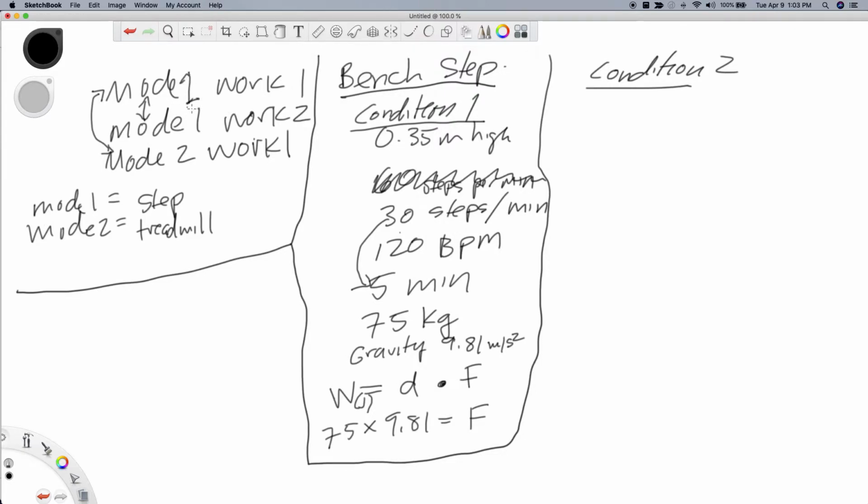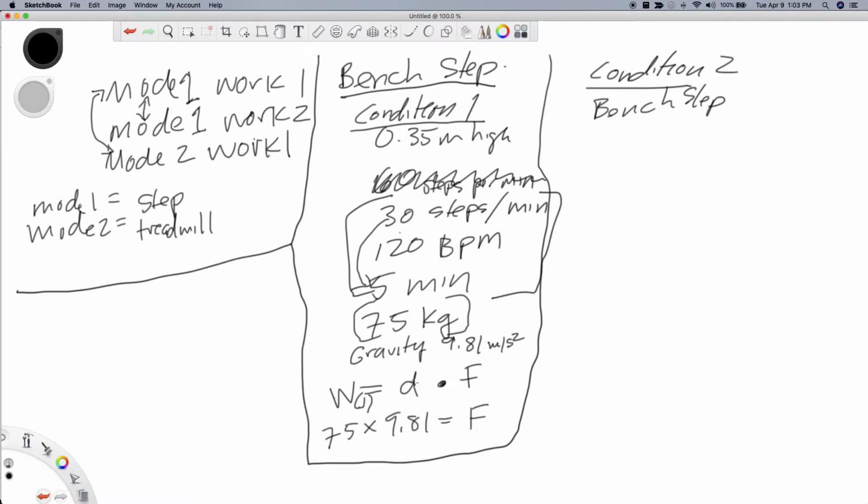It's going to be a different workload, though. So in order to change workload, we're going to manipulate something in here, or we want to manipulate the force, because we can manipulate either distance or force in order to change what the workload is.